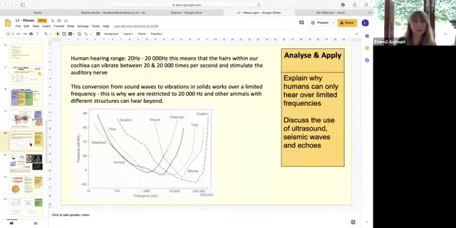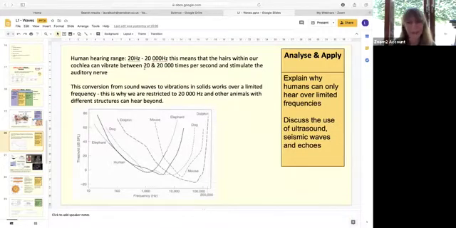So we'll just move on now to talk about ultrasound. Quite straightforward, really. Our human hearing range is 20 hertz to 20,000 hertz, and ultrasound is any frequency above 20,000 hertz. So animals like dolphins and dogs can hear in ultrasound, and that's anything above that. And we'll look at what we use ultrasound for next.